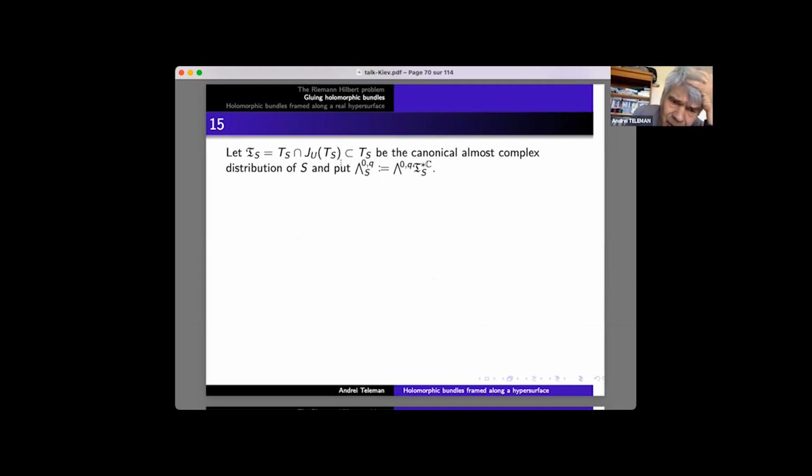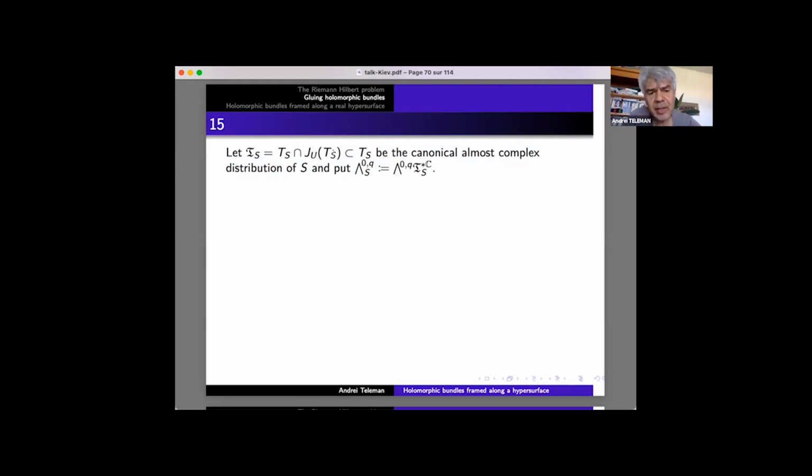Okay. So now a bit more technical objects in complex geometry. S is a real hypersurface, of course it has odd real dimension, so it cannot be a complex manifold. But what I can do is intersect the tangent bundle of S, regarded as a subbundle of the restriction of the tangent bundle of U to S, with its image via the almost complex structure we have on U. U is a complex manifold, so we have an almost complex structure. So we get a canonical almost complex distribution on S of codimension 1.